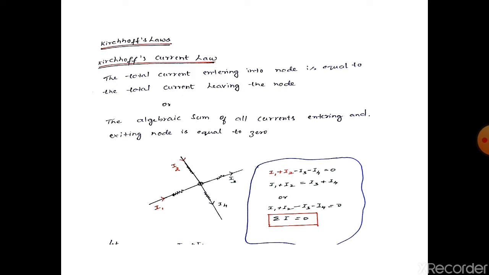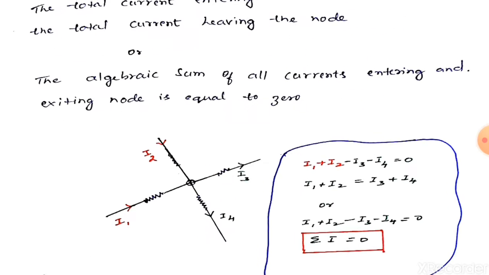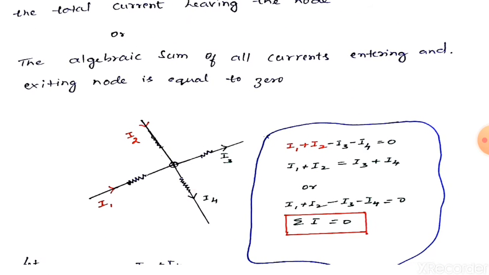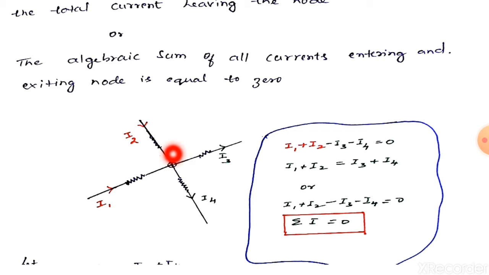We can see this Kirchhoff's current law. Let us consider we have a diagram. We can see that it is a point at which four branches I1, I2, I3, I4 meet together. This point is called a junction or a node.